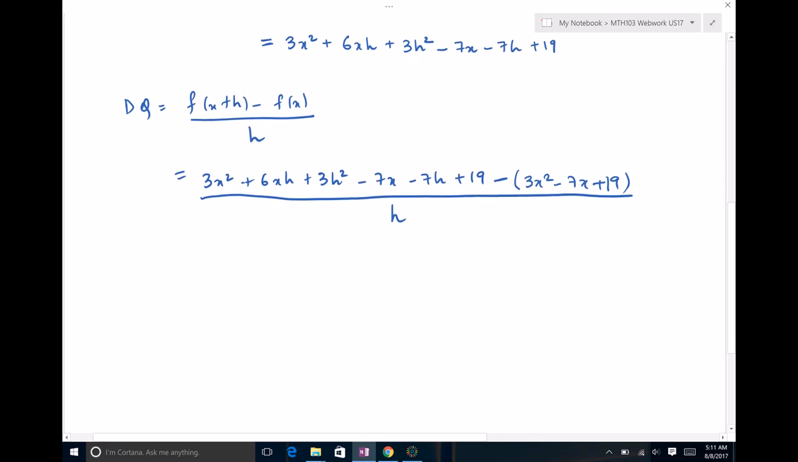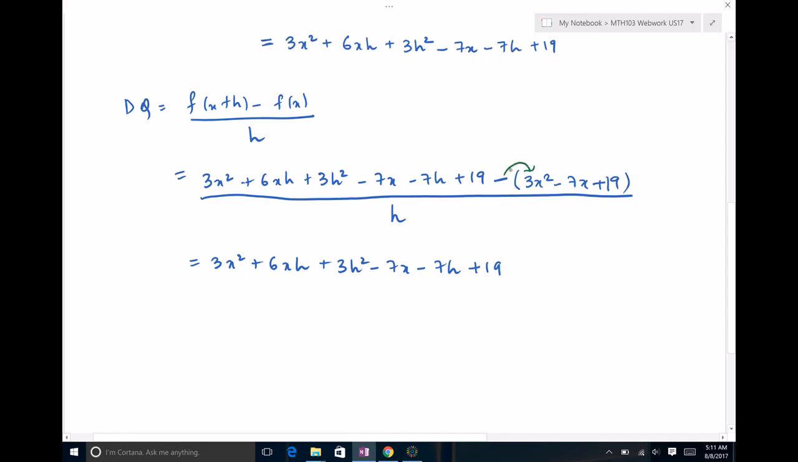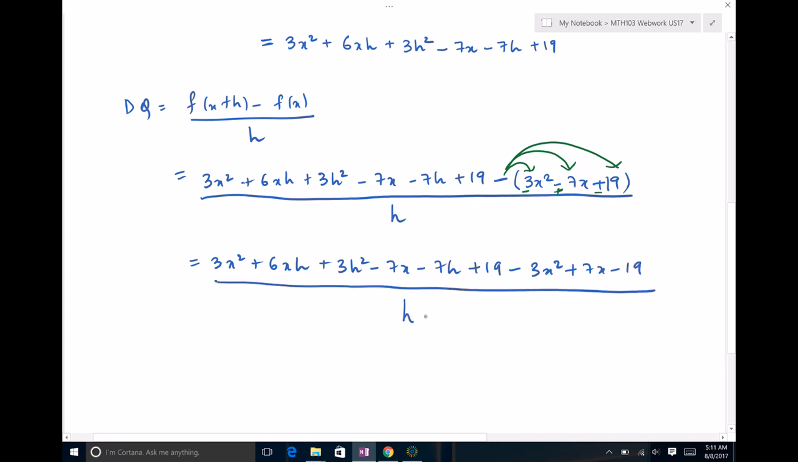So let's simplify what we can, but before we do that, I'm going to open all the parentheses. So I have 3x squared plus 6 times x times h plus 3h squared minus 7x minus 7h plus 19. And now what we're going to do is we need to distribute this negative sign to all the terms inside. So what's going to happen is this term becomes negative, the negative will turn positive, and the positive will turn negative. So keeping that in mind, that's going to be negative 3x squared, positive 7x, negative 19, the whole thing over h.